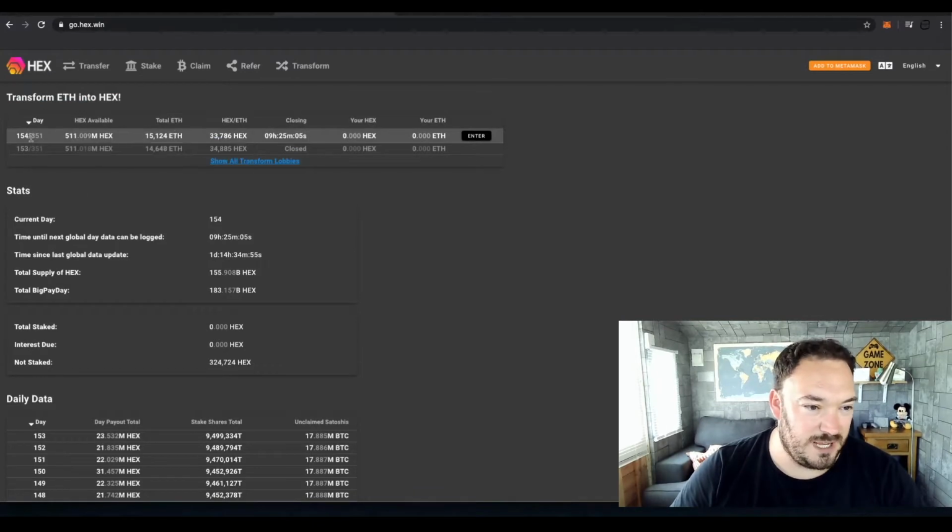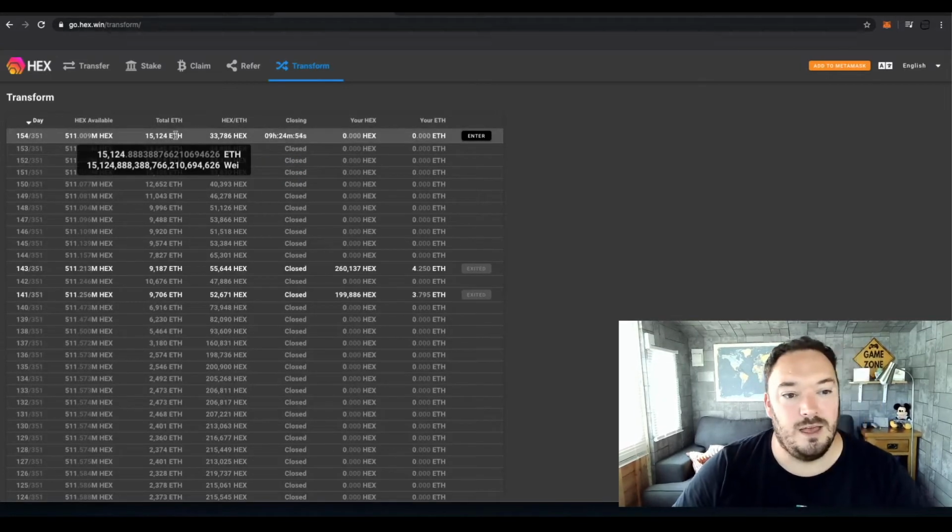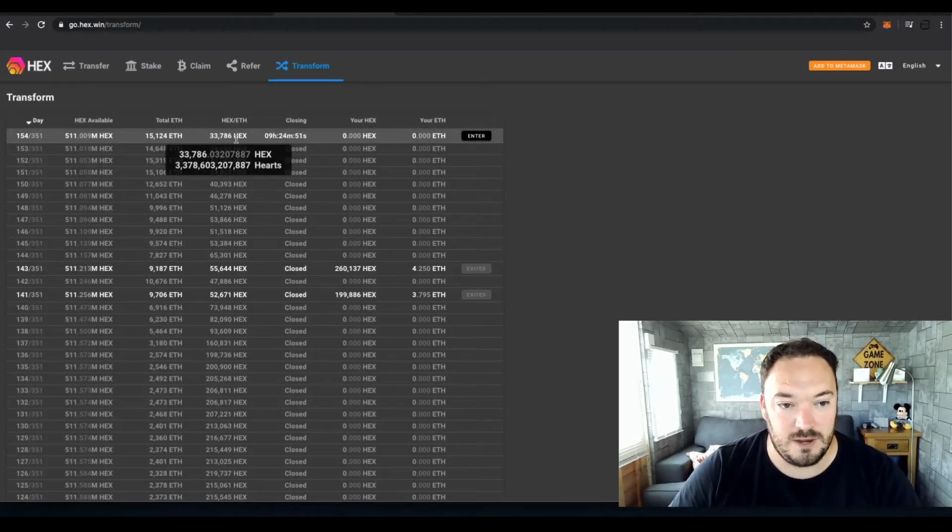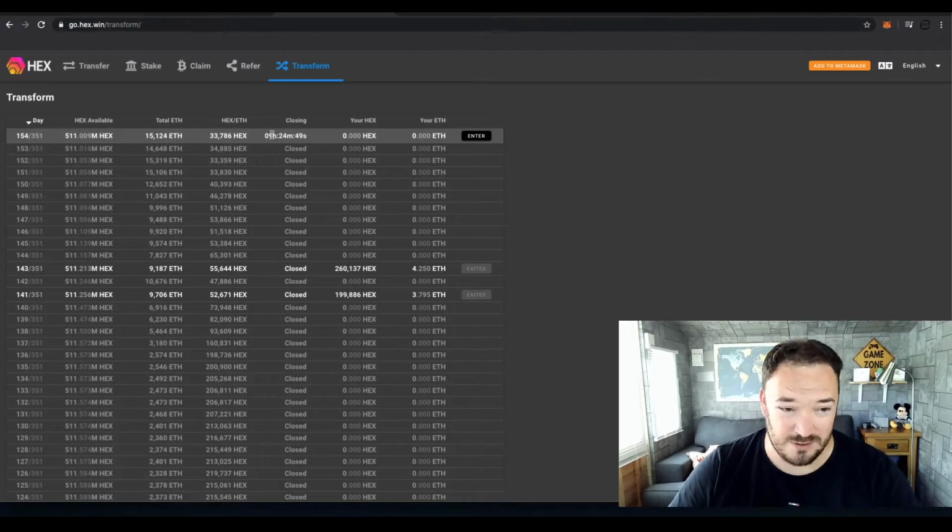Let's just check out today quickly. Day 154, there has been 15,000 Ethereum sent to Hex to generate today's allocated amount of Hex. We've still got 9 hours to go, so I assume that's going to hit the 17,000 Ethereum mark, so that's a massive jump. But anyway, that's good news for the platform. It shows that it is working.